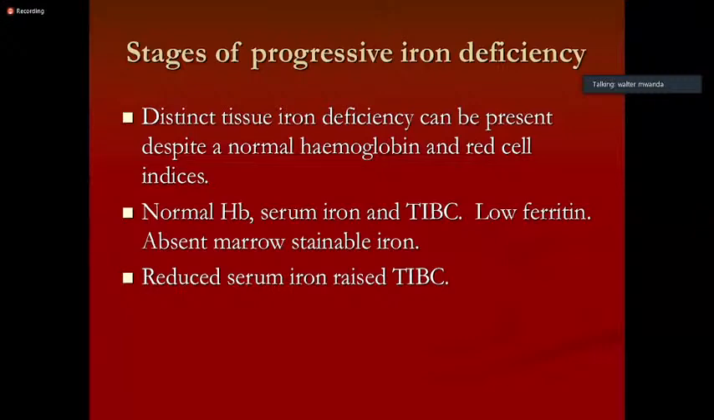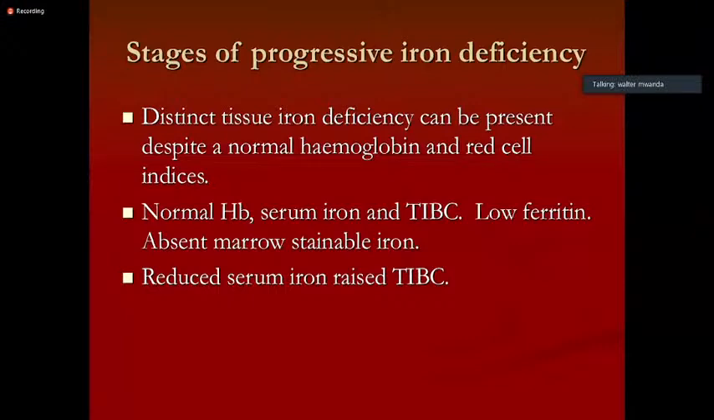However, serum ferritin starts to go down. Stainable bone marrow iron or tissue iron start going down. Finally, there is reduced serum iron and a raised total iron binding capacity. In other words, the level of manifestation in the total blood picture, in the blood film, is a manifestation of severity. The severity is a manifestation of the stages.